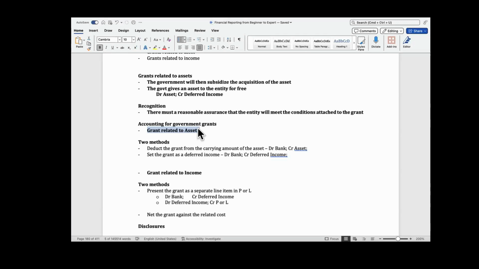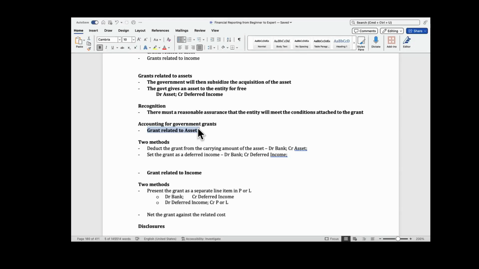So whatever assets you buy, if the government says that if you buy this asset and use it to do this, they will give you some of the money. There was a time when government was doing the Anchor Borrowers Program, but that one wasn't that they would buy an asset. But any instance that would result in the government saying we'll give you some money back because you have bought an asset, because we asked you to buy an asset, that's a grant related to assets.